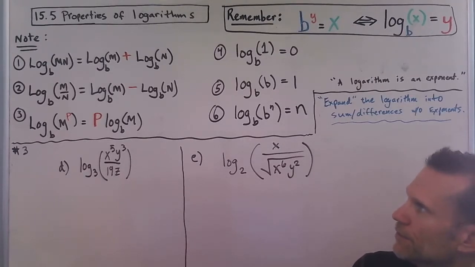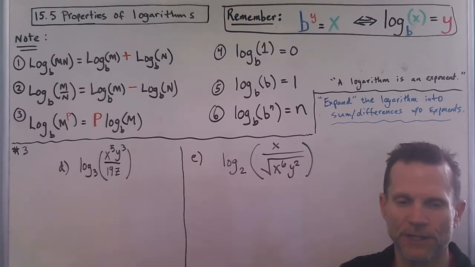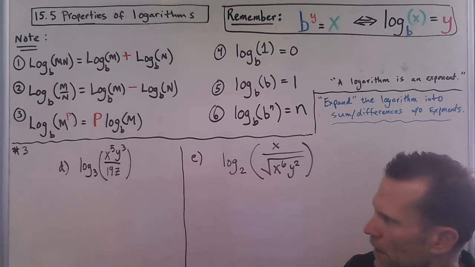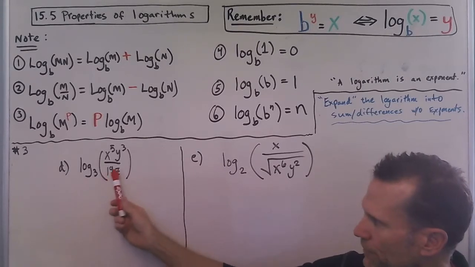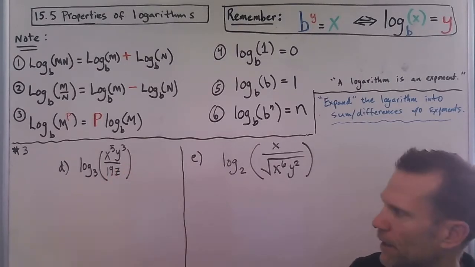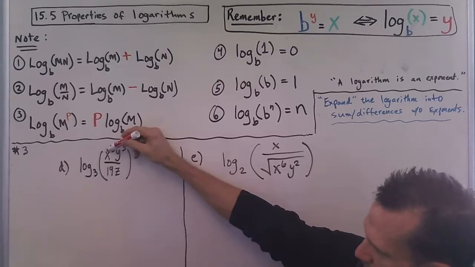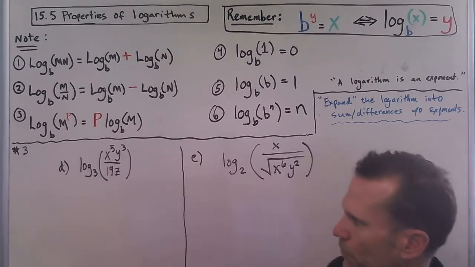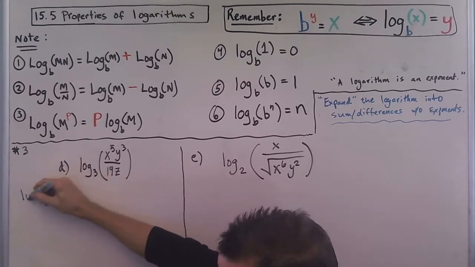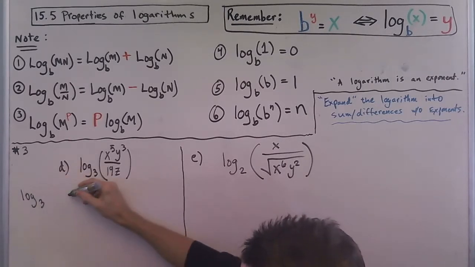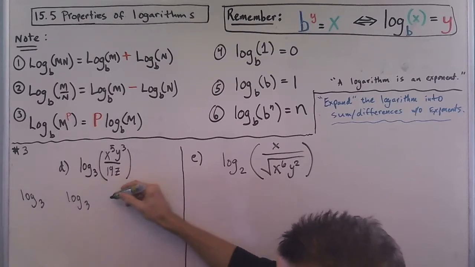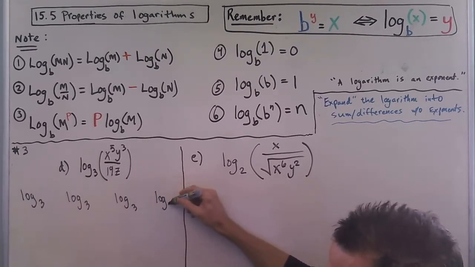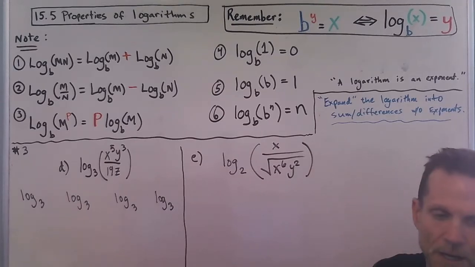Continuing with 15.5, we're working on expanding logarithms now using the properties of logarithms. I see that I have log base 3, and then a whole bunch of pieces in here, and hopefully you can start to spot that you have 1, 2, 3, 4 pieces. So that means that we're going to write log base 3, log base 3, log base 3, and one more time. I like to do that to get started.